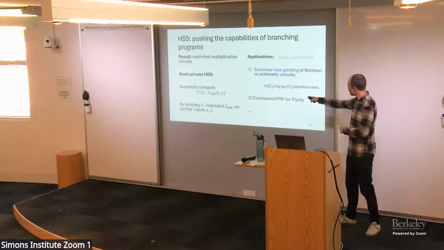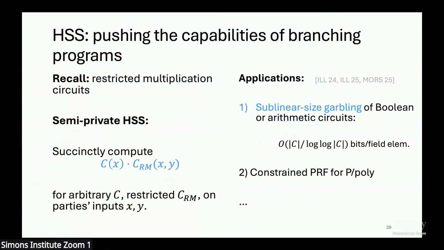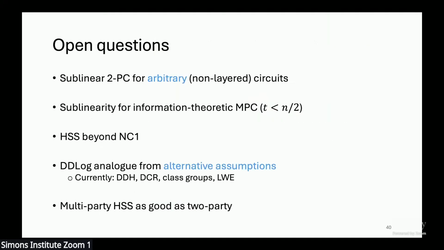There are some other applications of this technique in the paper, which can get you constrained pseudorandom functions for general polynomial size constraints. You can also get private puncturable pseudorandom functions and more. Okay, so that brings me to the end. I think I'm on track for my goal of finishing on time. I think I've already mentioned some of these open questions as we went along.